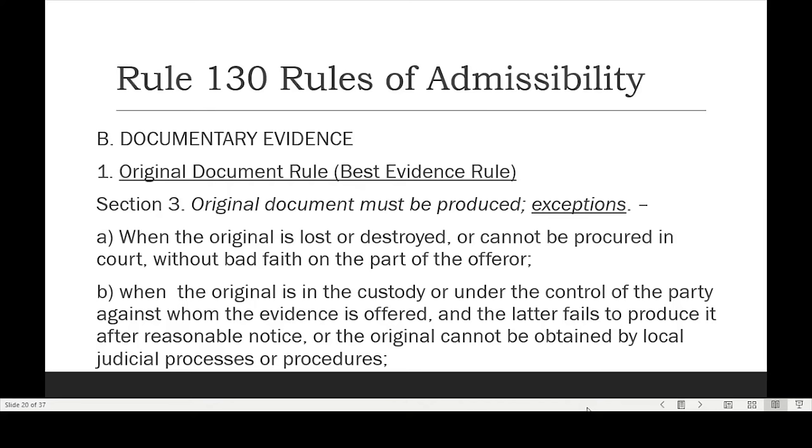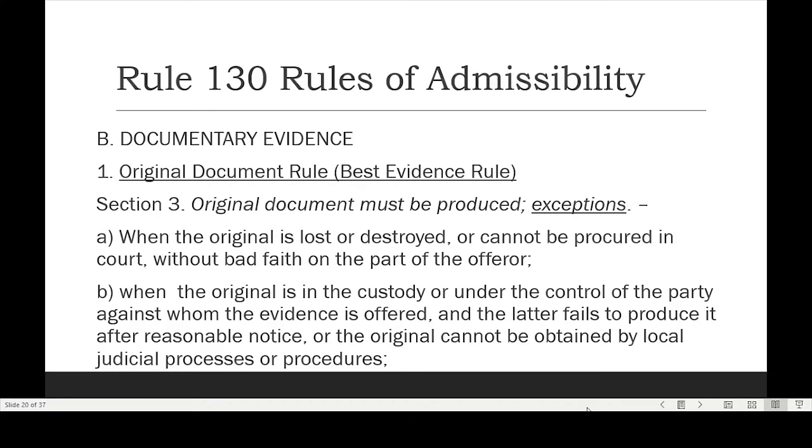So the original of the document was destroyed or lost, but you must remember that the destruction or the loss of the document must be without bad faith on the person presenting the copy of the original document. Second is when the original is in the custody or under the control of the party against whom the evidence is offered, and the latter fails to produce it after reasonable notice, or the original cannot be obtained by local judicial processes or procedures.